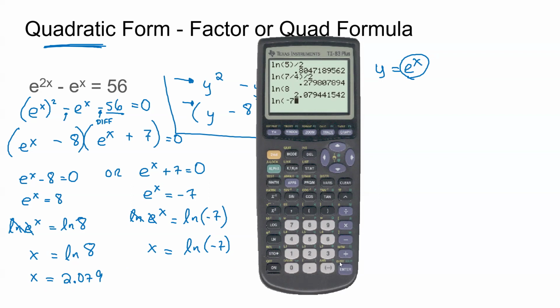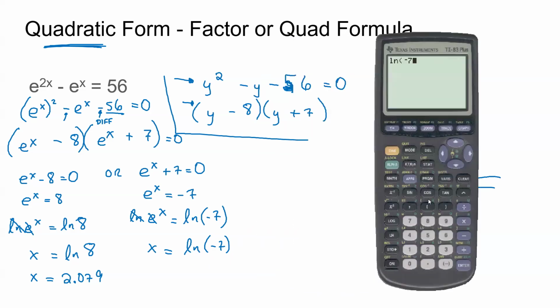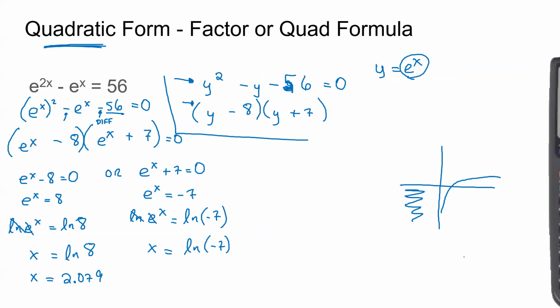Natural log of negative 7. Okay, it doesn't like that. Why not? Well, remember, all my logarithmic equations look like that. They don't come over here. So when you put that negative 7 in there, it doesn't know what to do with that. It's not a real number anymore. It's a complex number. So that one's not going to give us a solution right there. But we do have this guy.